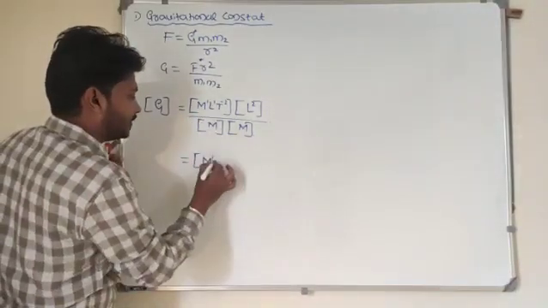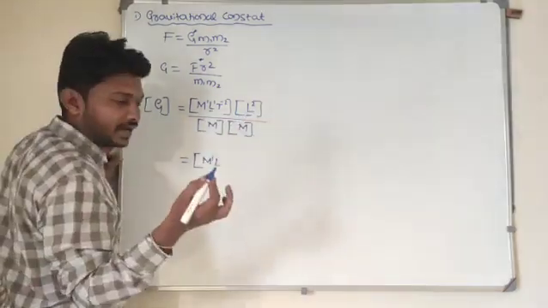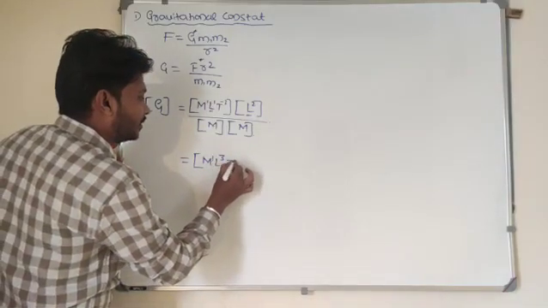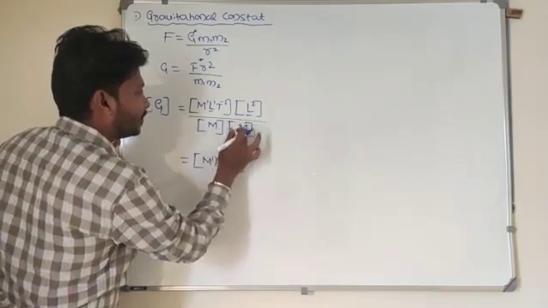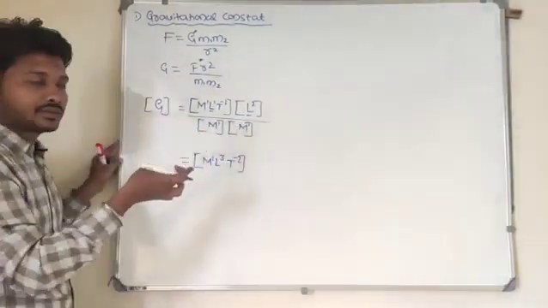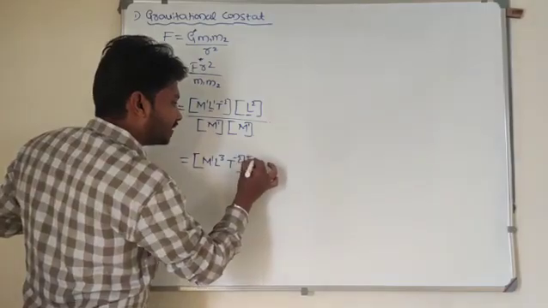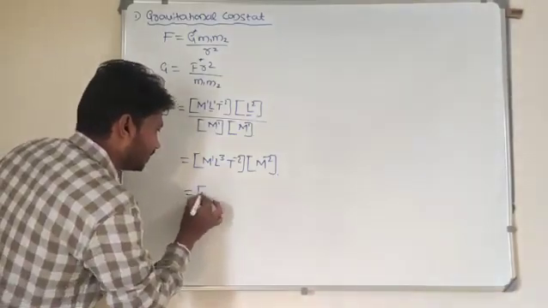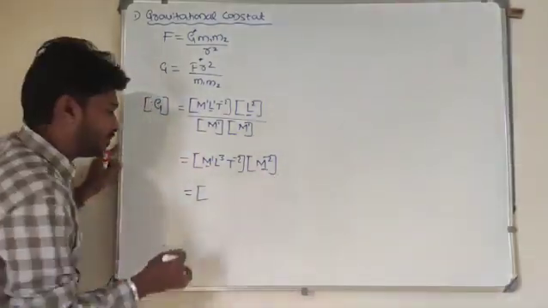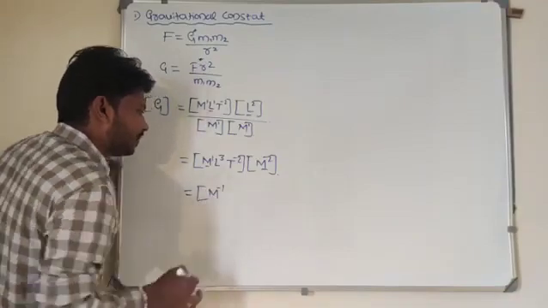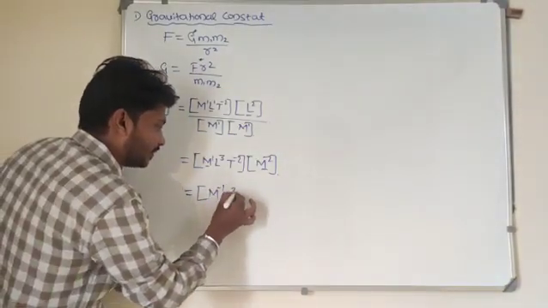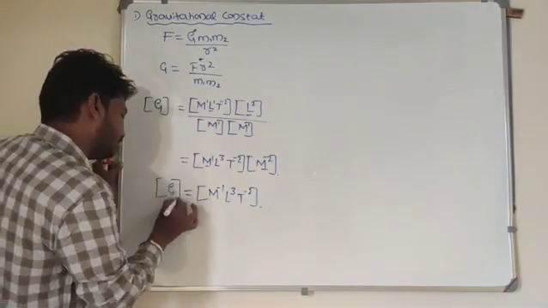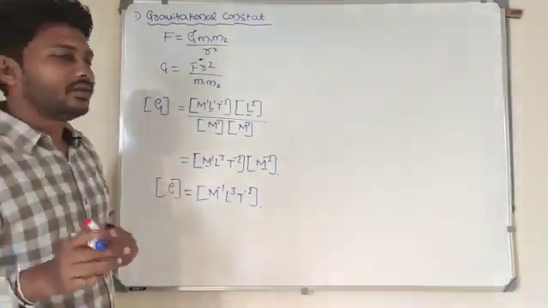M to the power of 1 is there. Look at L to the power of 1 and L to the power of 2, so L to the power of 3, and T to the power of minus 2. Here M to the power of 1 and here M to the power of 1, means M square. Taking it to the numerator, that is M to the power of minus 2. Finally, M to the power of 1 and M to the power of minus 2, so that is M to the power of minus 1, L to the power of 3 and T to the power of minus 2. So this is the dimensional formula for the gravitational constant.